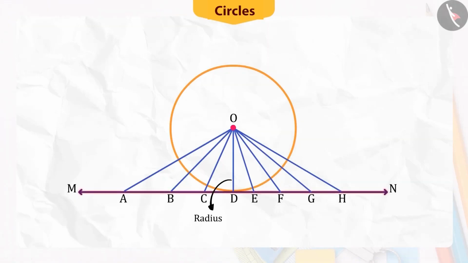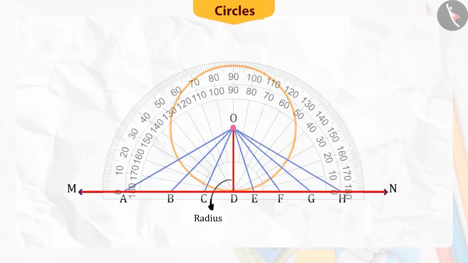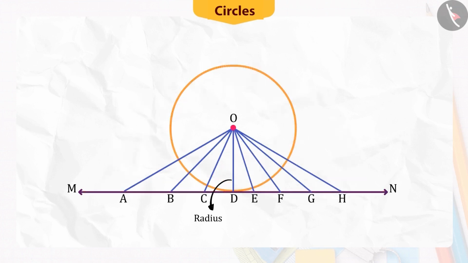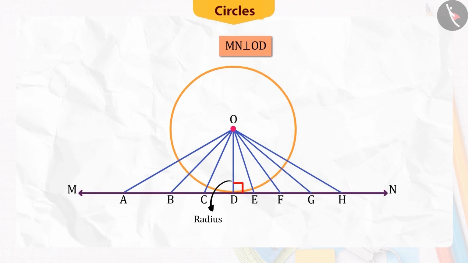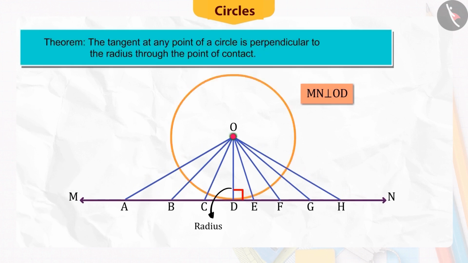Also, if we measure the angle between the tangent MN and the line OD, you will find that it is right-angled. That is, line OD is perpendicular to tangent MN. Based on this activity, we can say that the tangent at any point of a circle is perpendicular to the radius through the point of contact. You can confirm this yourself by any other method.